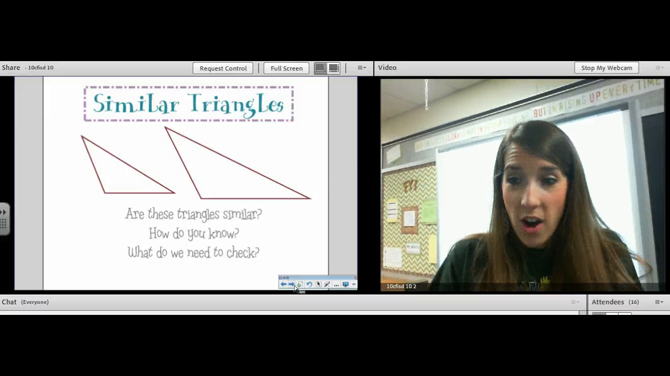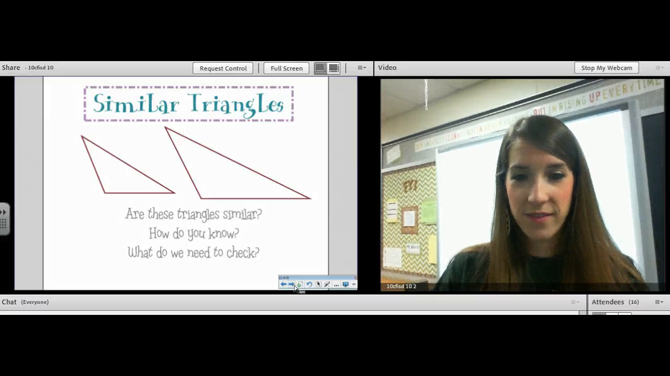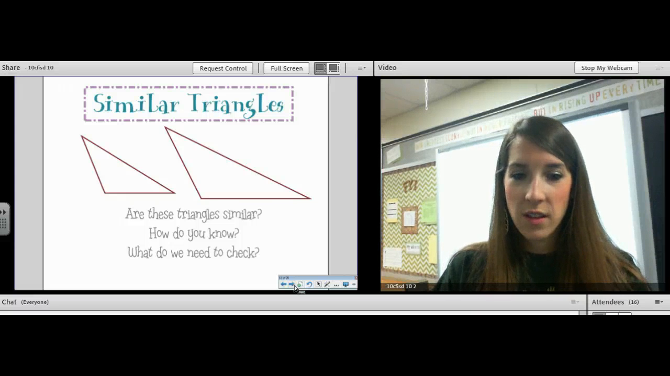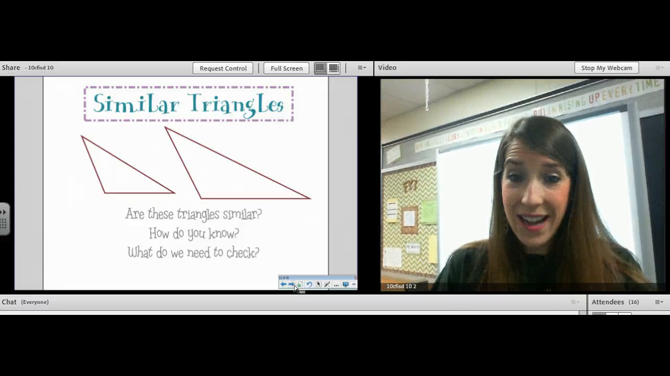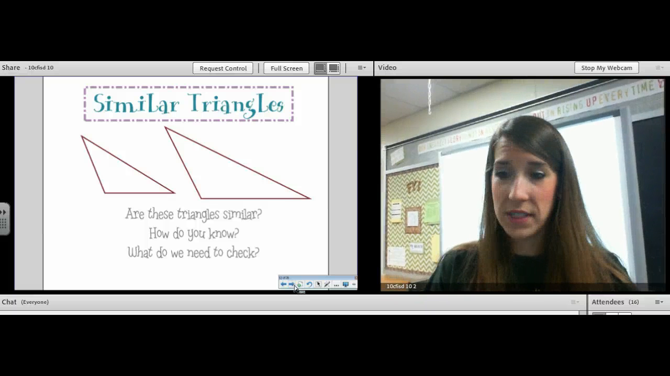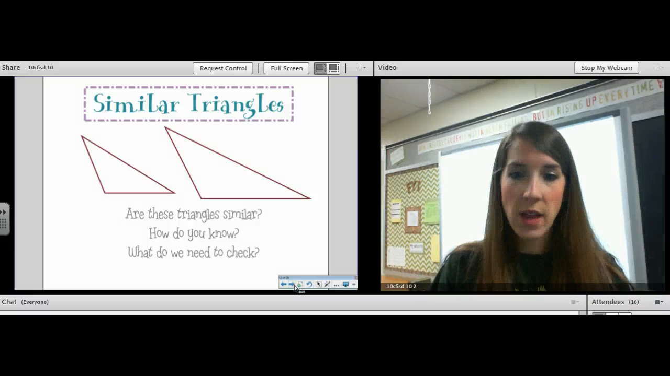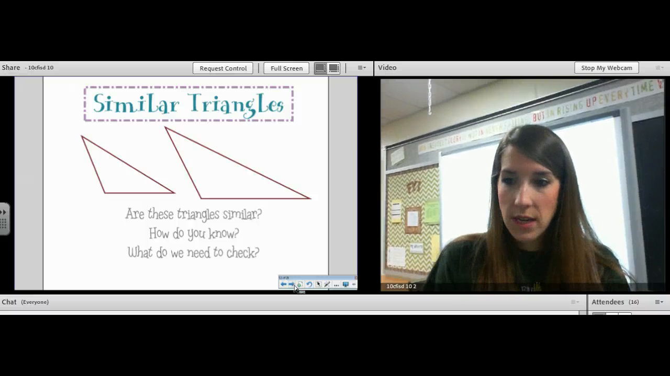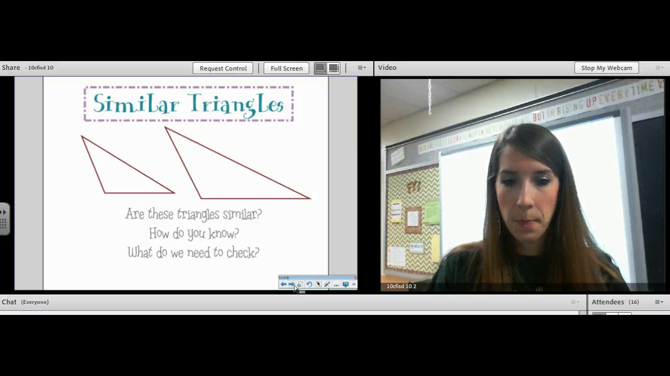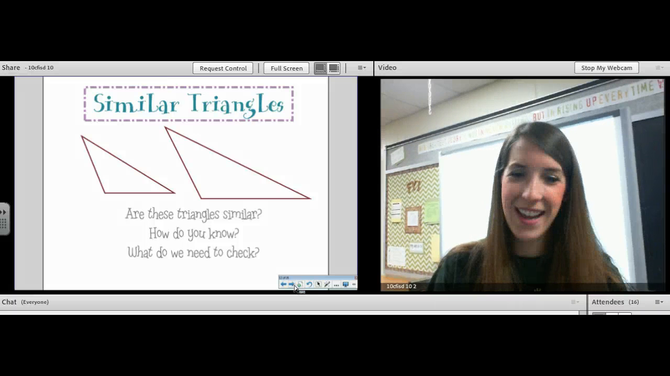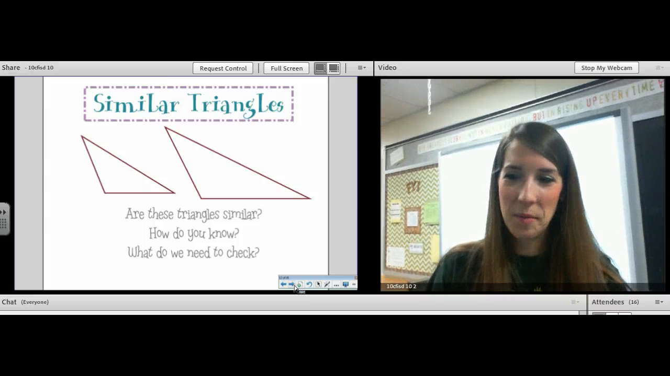Are these similar? Yes or no? How would you check? You can't say yes because we don't have any information about those triangles. We don't have sides. We don't have angles. What would we need to check? All three angles, all three sides? Angle, side, angle, angle, angle, side, side, side, angle, side, and side, side, side. You trying to remember the ones from?